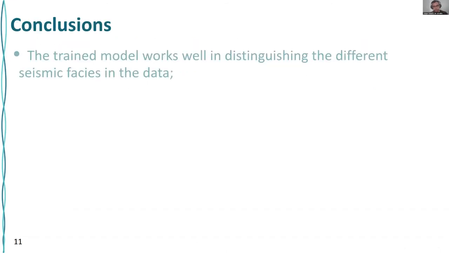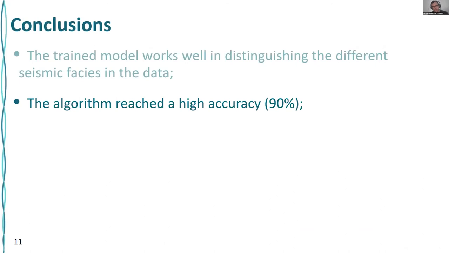Here is the conclusion. The trained model works well in distinguishing these two different seismic phases, two different labels in the data: host rock or turbidite channel. The algorithm reached a high accuracy of 90% during training, and also afterwards when we consider the area of the channel on the section. We also conclude that it has a possibility of application on real field data, since the data that we used here was basically synthetic seismic data, except for the region of the turbidite channel.